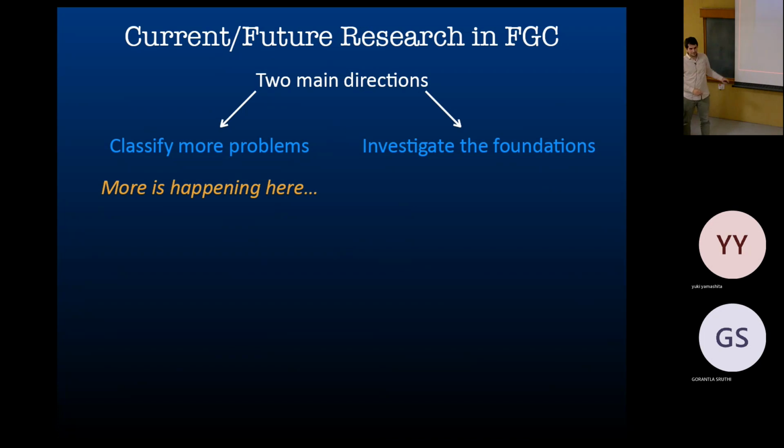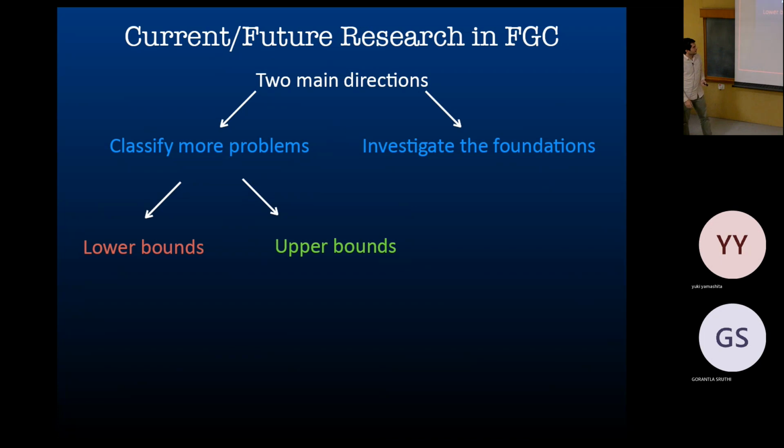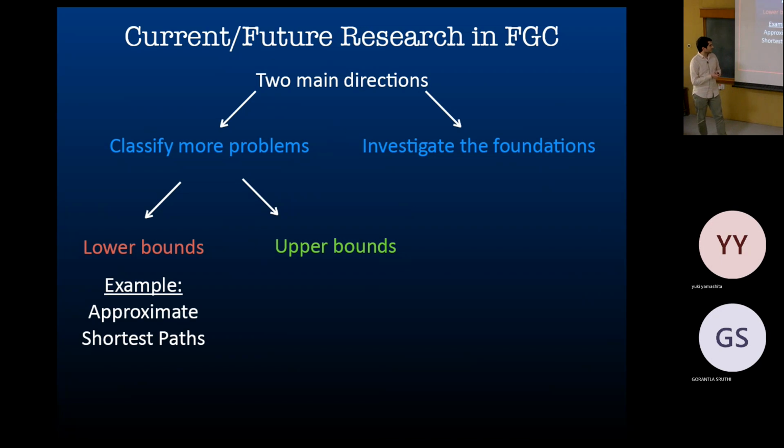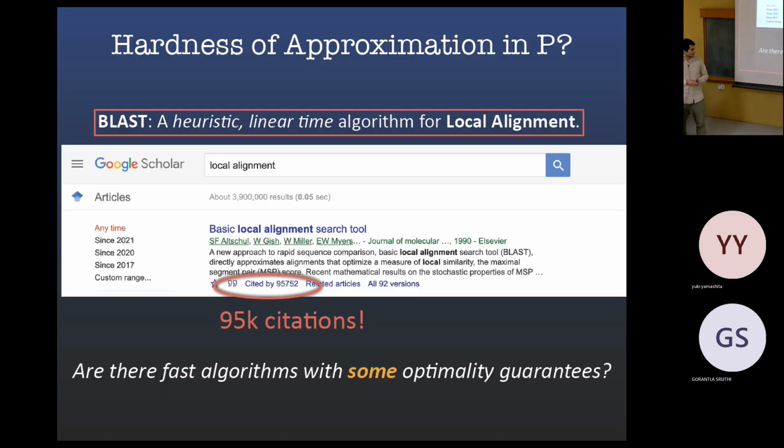So now let's talk about this other direction. Here you want to classify your problems: lower bounds and upper bounds. Let me give you an example of a recent lower bound that we proved that I'm very excited about. It's about approximate shortest paths, and this is a general direction of proving hardness of approximation results. We have these very important problems.